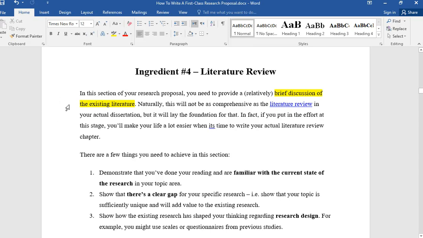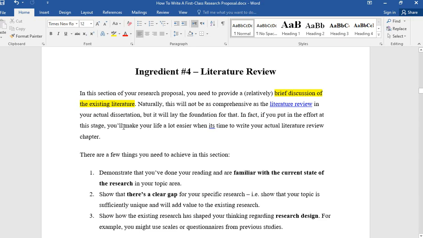Papers which are related to what? To your topic, and discuss the issues which have been stated in those particular papers and present them in your literature review. Of course, they should be related to your study. Naturally, this will not be as comprehensive as the literature review in your actual dissertation.